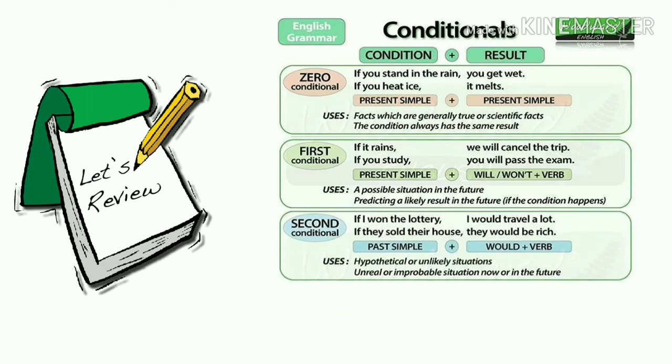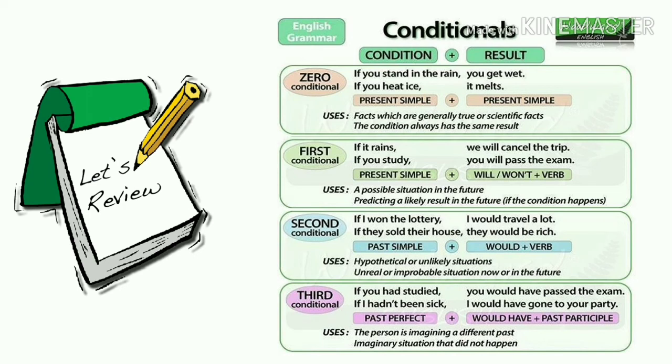Conditional type 2. If I won the lottery, I would travel a lot. If they sold their house, they would be rich. Now I can't sell the house, so I am not rich. It is composed of if plus past simple plus would plus verb. It is a hypothetical or unlikely situation, an unreal or improbable situation now or in the future.